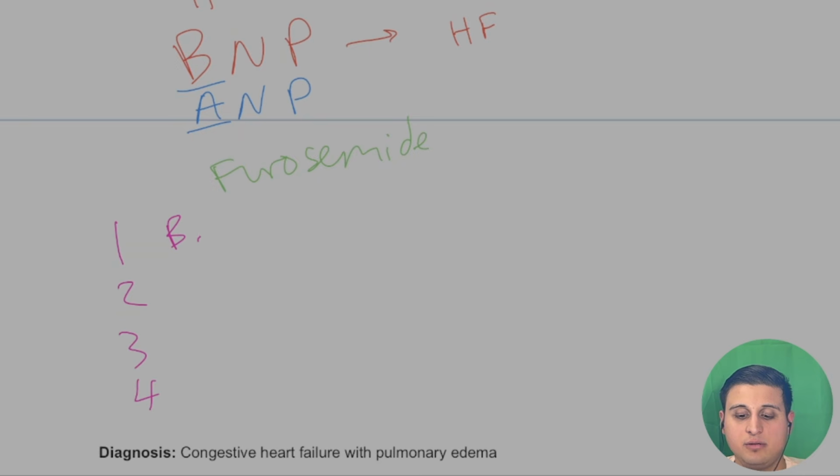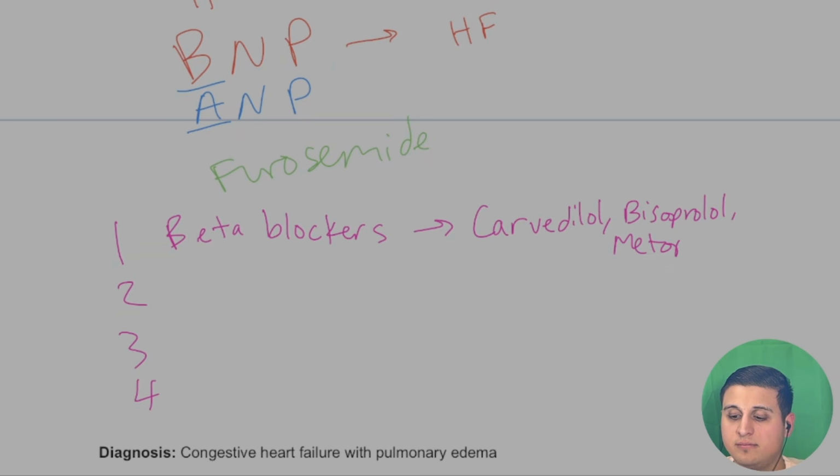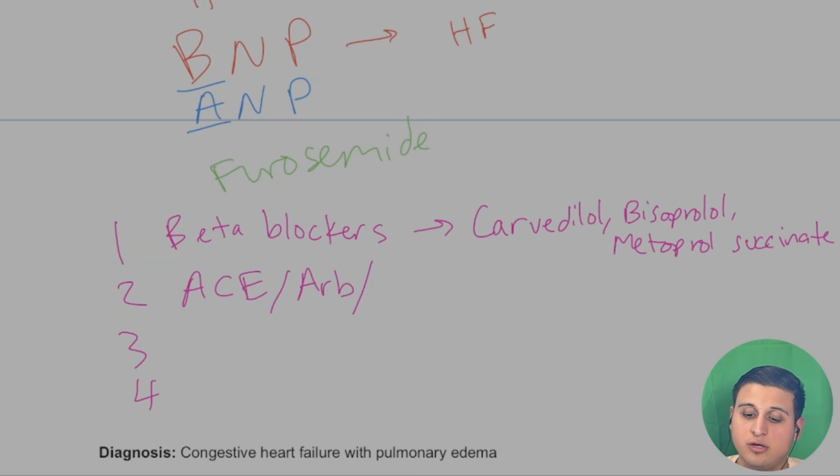So we can give them beta blockers. And typically there's only 3 beta blockers that are proven to have more benefit with mortality when it comes to this extensive heart failure. This is going to be carvedilol, bisoprolol, and metoprolol succinate. Not metoprolol. That'd be funny though. Metoprolol succinate. All right. From there, we can also give them an ACE, an ARB, or an ARNI, right?